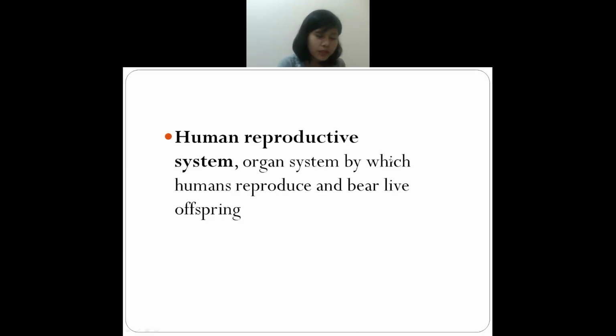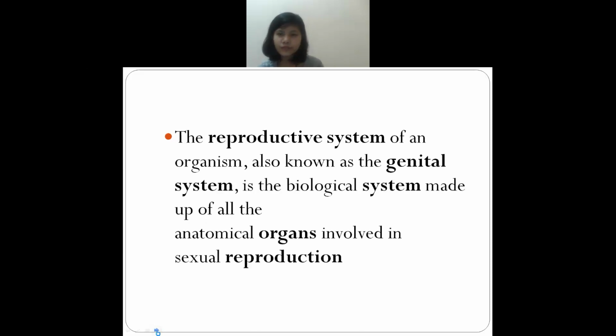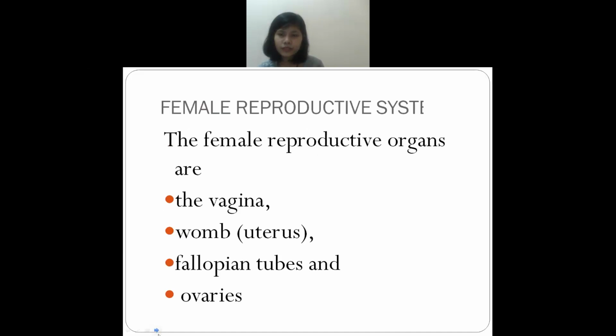Okay. Can you tell me what are the hormones which are released by the female reproductive system? Estrogen, okay. And progesterone, okay. And lactogen, okay. Good.